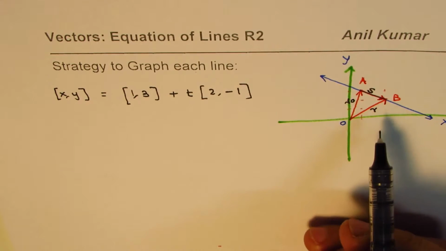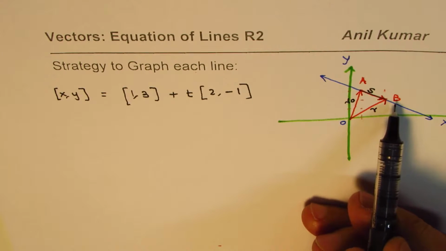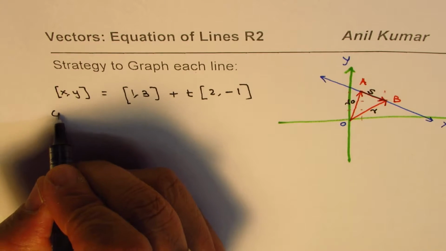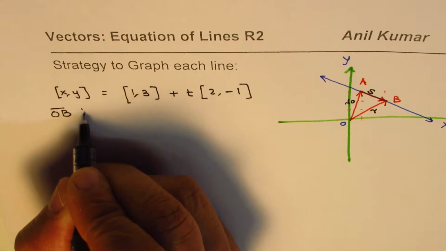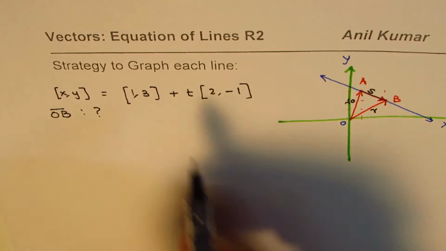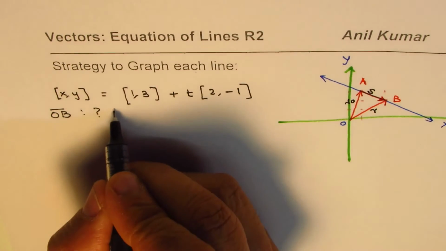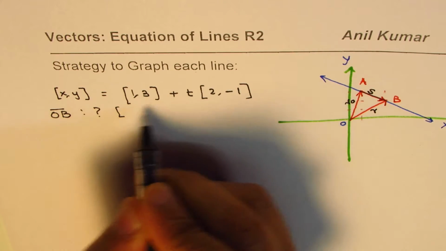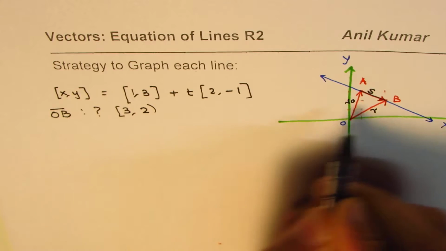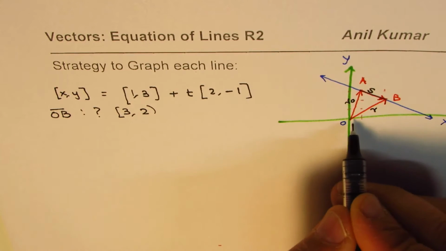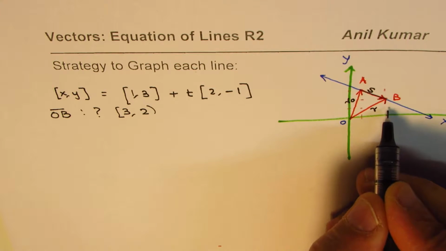As an exercise, find the coordinates of point B. Find what is the position vector OB. This is for you to do. Basically, you just have to add this up. Let me write it down. I hope you got it. 1 plus 2 is 3, and 3 minus 1 is 2. So that is the position vector, 3 and 2. If you see, 1, 2, 3, and 1, 2.